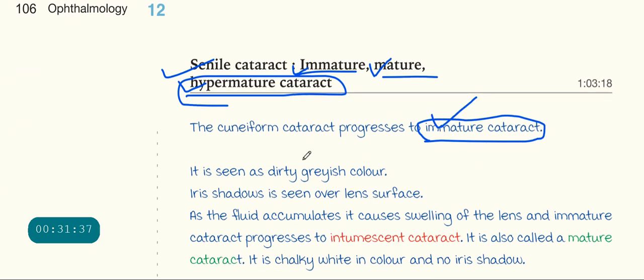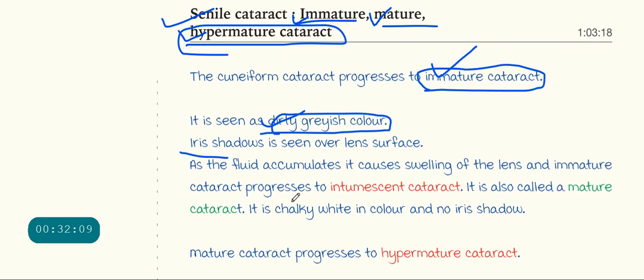Now this type of cataract, the immature one, is seen in a dirty grayish color. You can clearly see dirty grayish pigment deposited inside your eye. That is nothing but immature cataract. Now the iris shadow is seen over the lens surface. In immature cataract, the iris shadow is seen over the lens surface. This is another point.